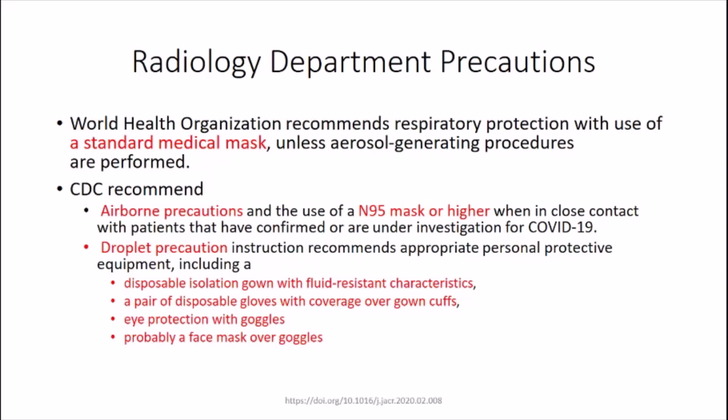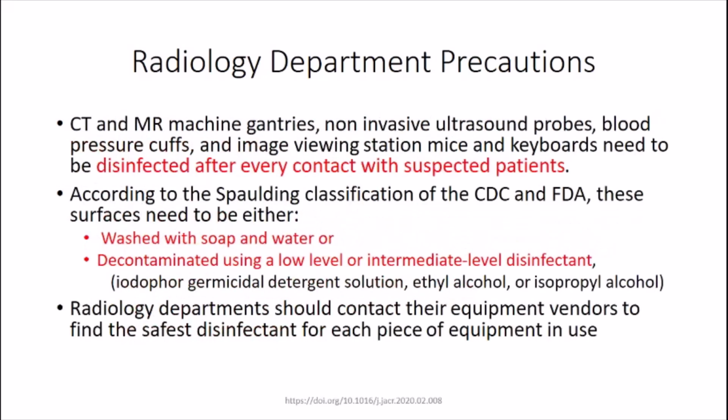Droplet precautionary measures in the form of a fluid-resistant gown and a pair of disposable gloves with coverage over gown cuffs, eye protection with goggles, and probably a face mask over the goggles. As for the machines, the CT machine gantry and MR, if we use the MR to image a COVID-19 patient, the gantries and the non-invasive ultrasound probes, anything that we use or becomes in contact with the patient should be disinfected after each contact with a suspected or confirmed patient.